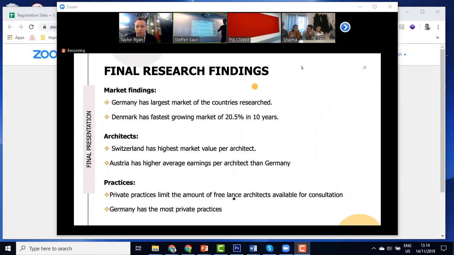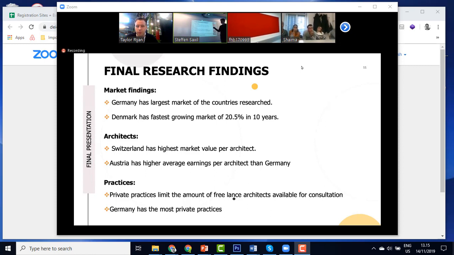Moving towards the architect sector, Switzerland does have the highest market value per architect out of the countries. But surprisingly enough, going back to Austria, mentioning that it has a very consistent architectural economy, Austria does have a higher earnings per architect than Germany. So the average amount that an architect would receive is 54,000 in Austria, while Germany is 45,000, the mean earnings.